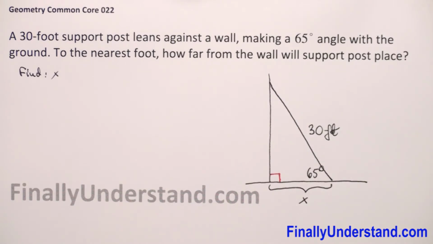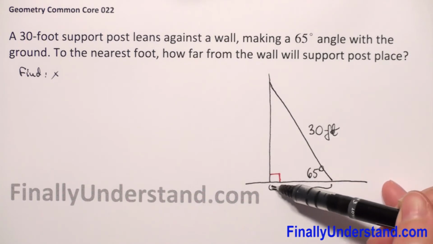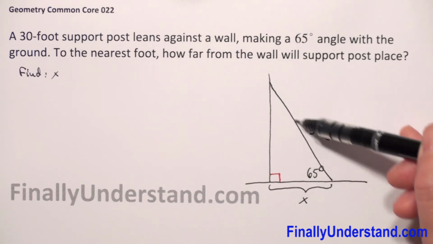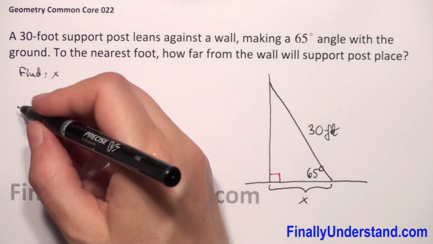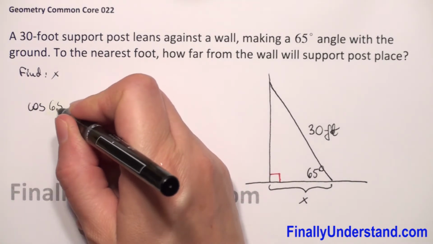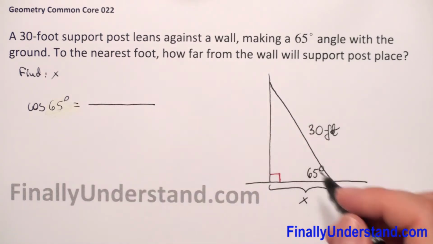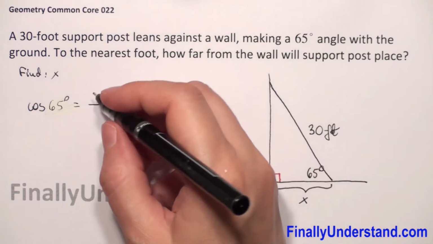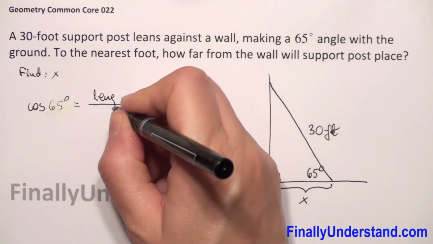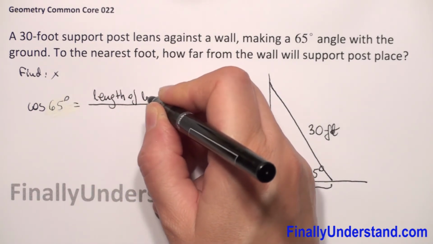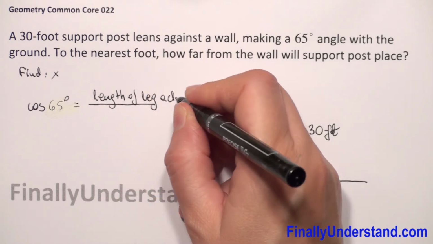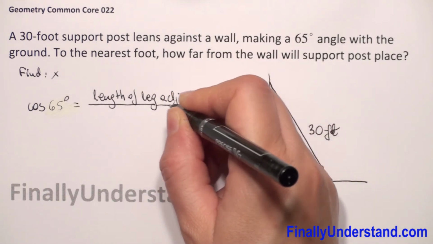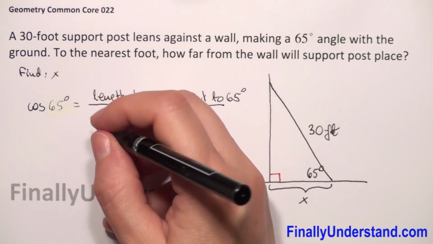So we will use a trigonometric function because we have one leg of the triangle which we have to find. We have the angle and this is the hypotenuse. We will use the cosine function. Cosine 65 degrees will be the length of the leg adjacent to the 65 degrees angle over the length of the hypotenuse.